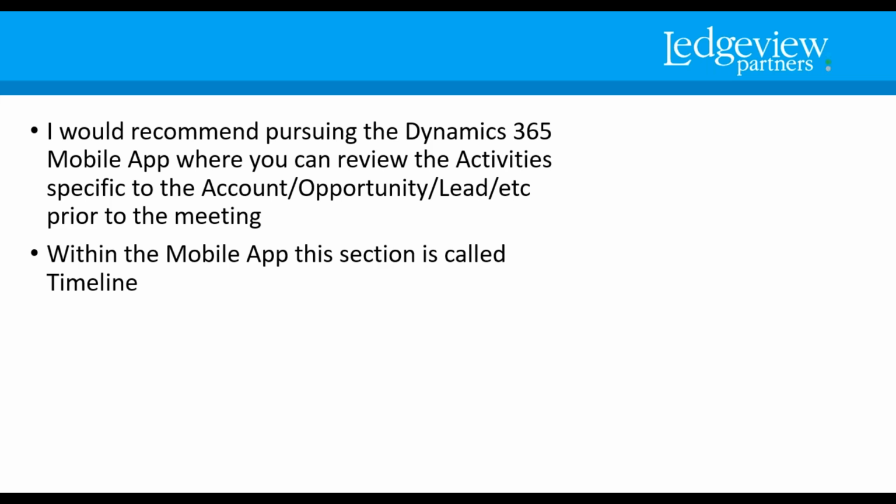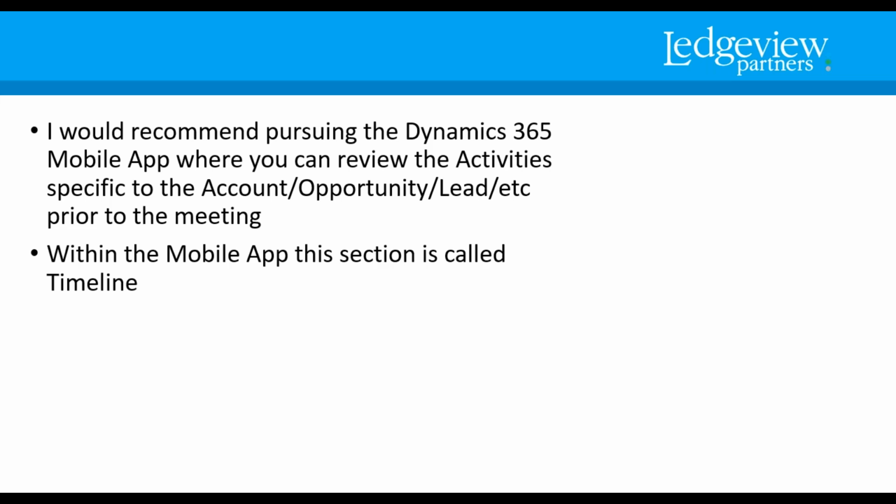With this particular scenario, I would honestly recommend pursuing the Dynamics 365 mobile app. And this is where you can review the activities. You can review ones that are specific to the accounts, the opportunity, the lead, whatever record it's specific to that you're going to visit. So if you're going to just a generic account or going regarding a specific opportunity, you can pull up that opportunity and look at the activities associated to it.